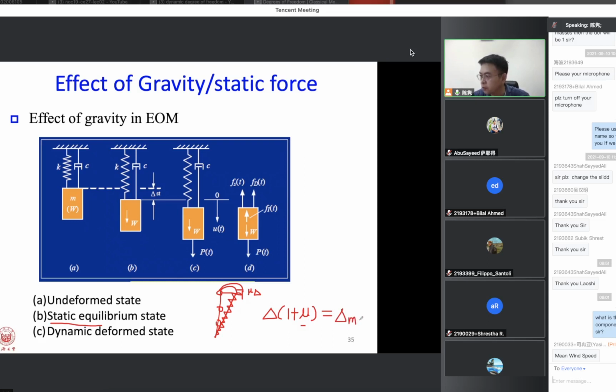Which means if you calculate the static one, and then you calculate the dynamic coefficient, then you can easily use this equation to estimate the maximum deformation of the structure due to a strong wind. So this is very common. And actually, at least in China, we use this idea to calculate the response of high-rise building due to wind.